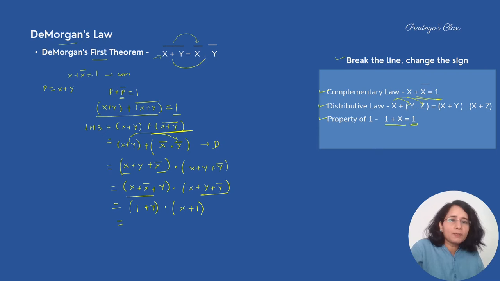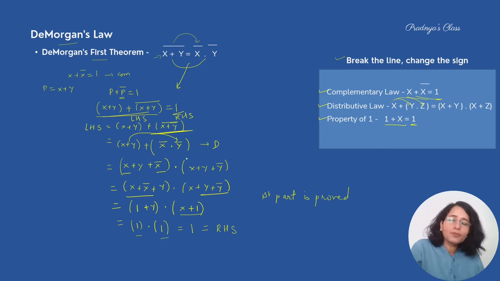1 plus x will be 1, so 1 plus y will be 1. And then in this bracket also, 1 plus x will be 1. Here there is an AND operation between 1 and 1. If both the inputs are 1, the output will be 1 in case of the AND operator. Ultimately, we got the right hand side. So we started with the left hand side and we proved the right hand side. It means this law is applicable to the complementary law. So we proved the first part. Hope you have understood this first part.